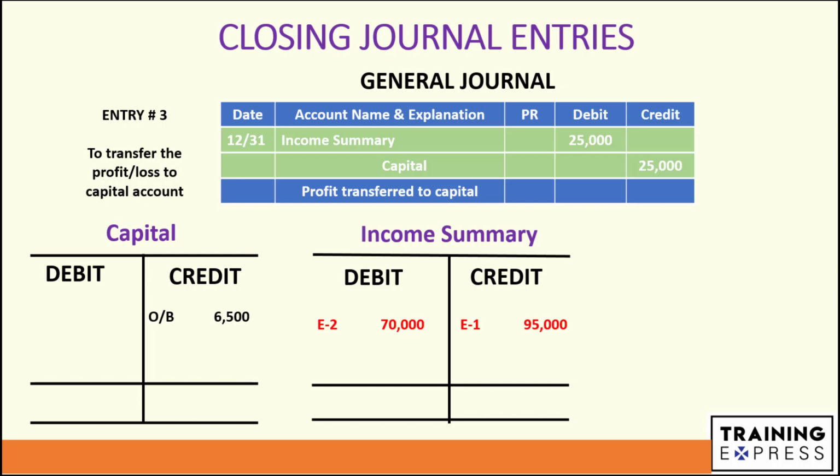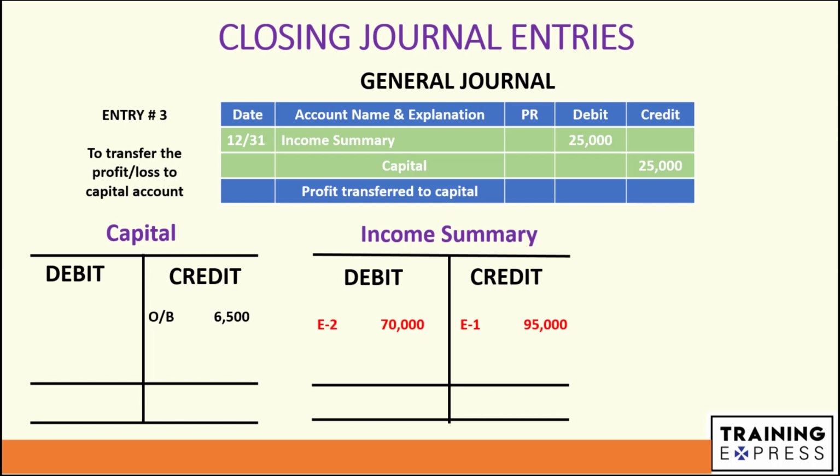Okay, so this is the time to record our third closing entry. So far we have closed our revenue account and expense accounts. The difference between revenue and expense is either a profit or loss. So in this case, it is a profit of $25,000. So whenever we earn a profit, our capital is increased. And whenever capital is increased, we always credit it. So we will debit income summary by $25,000 and we will credit capital by $25,000.